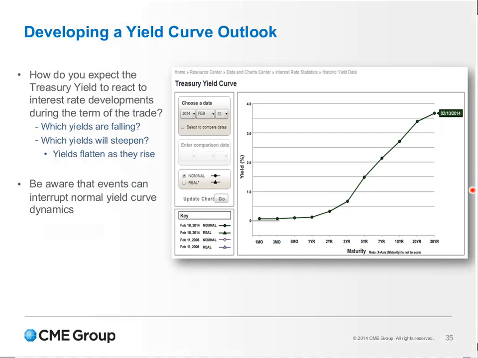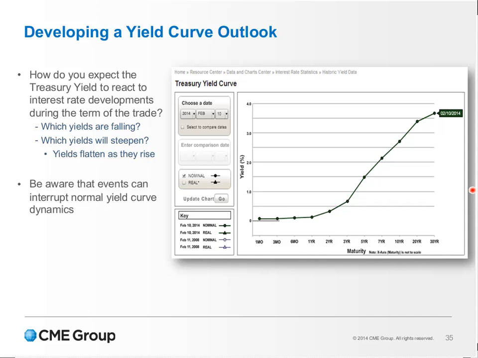Our first task in designing a yield curve trade is to decide how you expect the Treasury yield curve to react to interest rate developments during the term of your trade. In general, when yields are falling, the yield curve will steepen. When yields are rising, the yield curve will flatten. These shifts happen because shorter-term yields typically respond more to an event like a Fed policy shift than do longer-term yields.